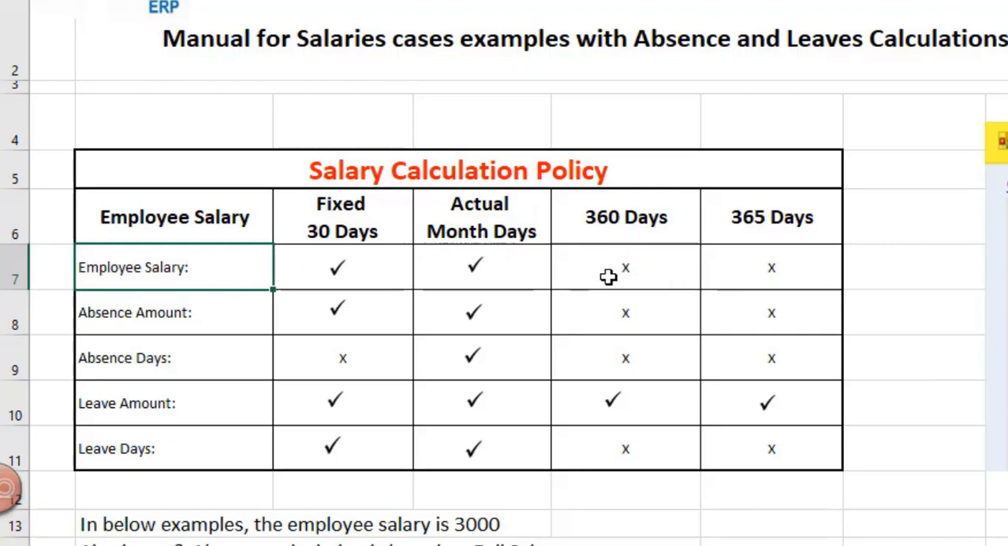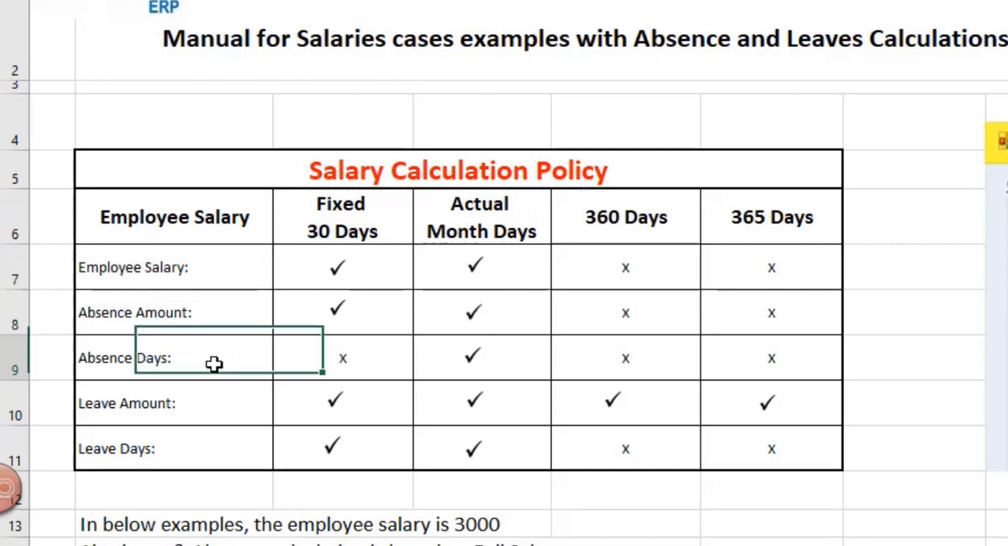Now, regarding the absence amount, it exactly follows the employee salary. As you can see here, those two rows are exactly the same. So the absence amount can depend on fixed 30 days. If we choose that the employee salary is this, we can also choose that this one will follow and be considered as fixed 30 days from the salary as well. Same thing applies to the actual month days.